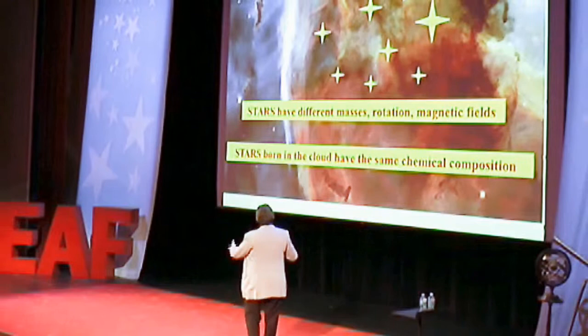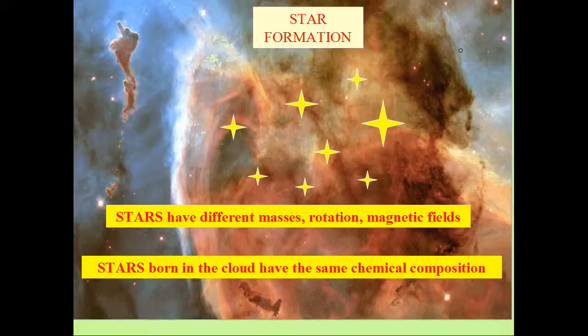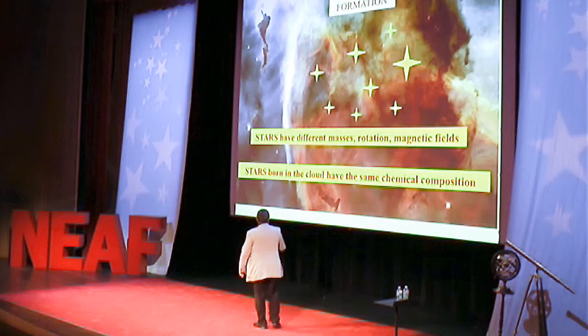And basically, when you form stars, you form them with different masses, rotation, magnetic fields. And you know perfectly that stars are born in a cloud and have the same chemical composition. If you have a big cloud, you form stars, and all the stars are supposed to have the same chemical composition, the same content of iron, oxygen, silicon, or whatever. Now, what happens if we have planets around them?